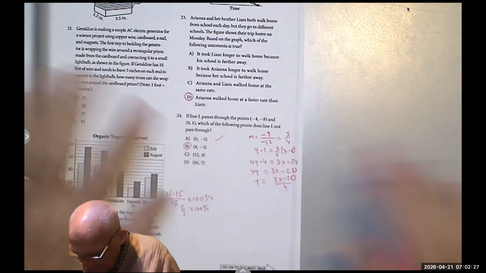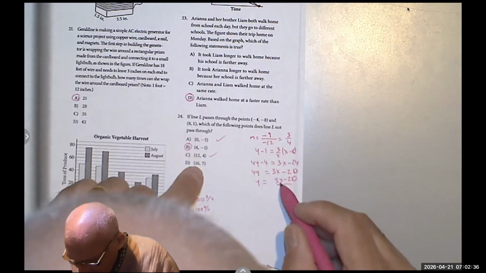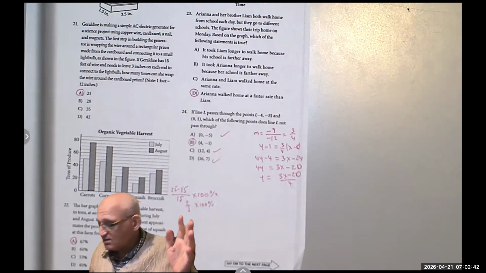Just to be on the safe side, I think I did something wrong. So let's see. 12 times 3 is 36, minus 20 is 16, over 4 is 4. 16 times 3 is 48, minus 20 is 28, over 4 is 7. Yeah, it's B. I'm sorry, I don't know why I subtracted 3, not 4. It didn't make any sense to me.